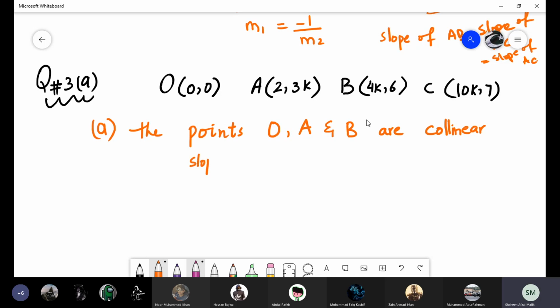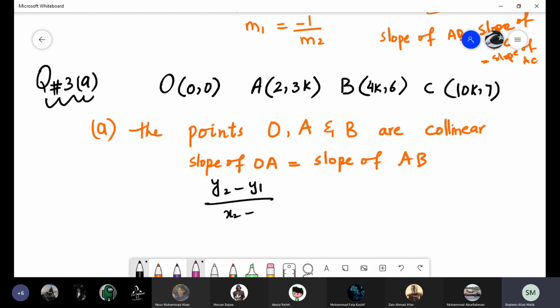The slope of OA is equal to slope of AB. What is the formula for slope? Slope or gradient is the same thing. What's the formula for the gradient? y2 minus y1. Yes. So we are going to write here the formula y2 minus y1 over x2 minus x1 is equal to, here also the same formula, y2 minus y1 over x2 minus x1.